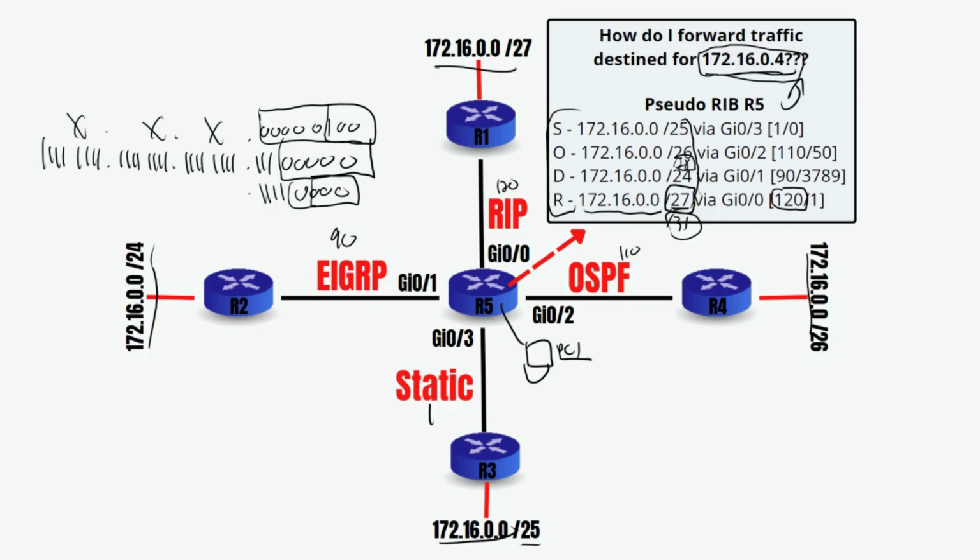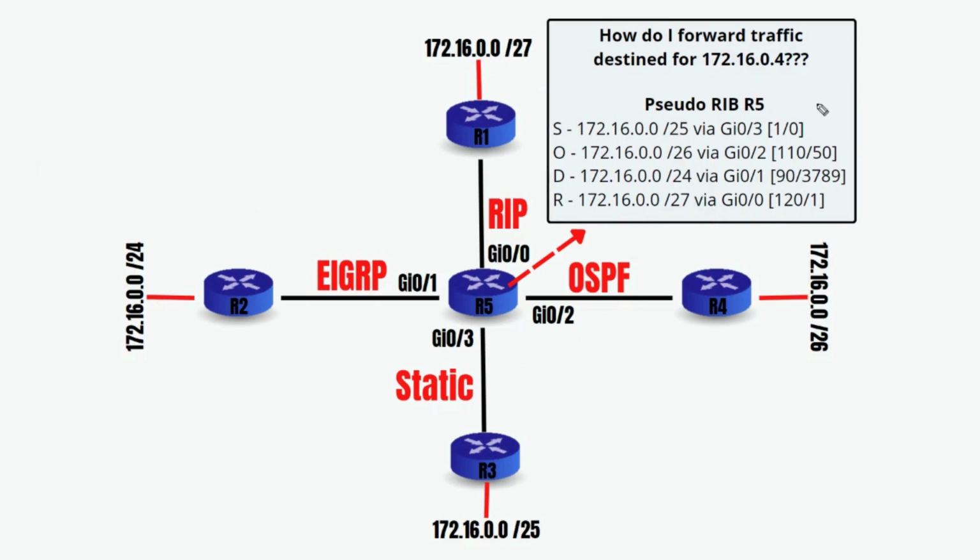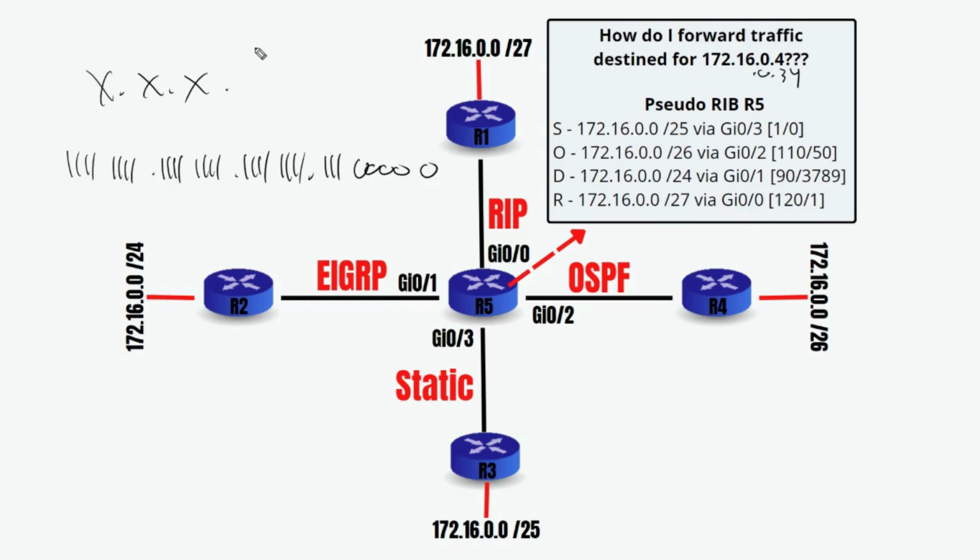Now let's go ahead and get rid of this. Let's say this traffic was destined to .0.34. Well, let's break that down. Again, we're going to convert everything to binary. We have our RIP /27 here, rest zeros, right? And let's break down 34 into binary.